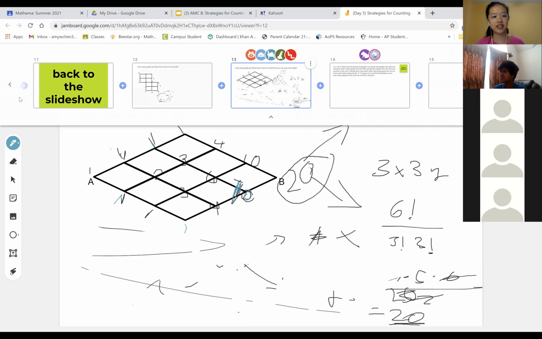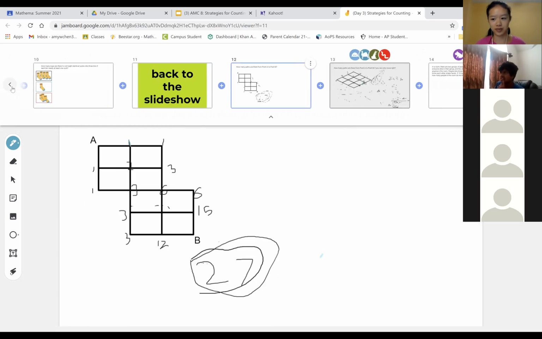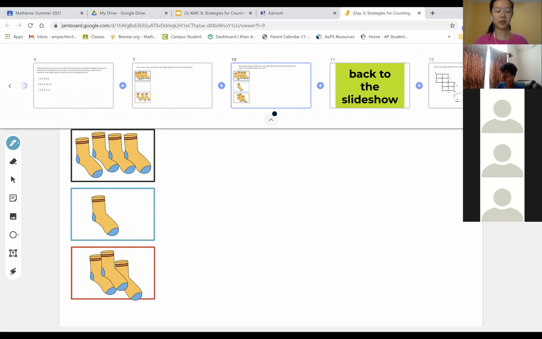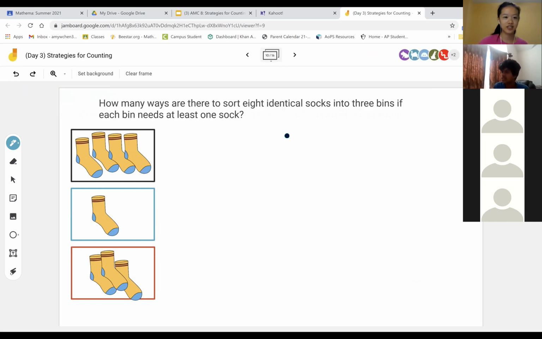No, let's not do 14. In fact, let's go back to one of the sticks and stones problems. Yeah, let's go back to one of those then. Let's go to slide 10, sock problem. Okay. Slide number 10. Weren't we going to do slide number 2? Oh yeah, someone had a question. Oh yeah, we can do that after we finish the sock problem.